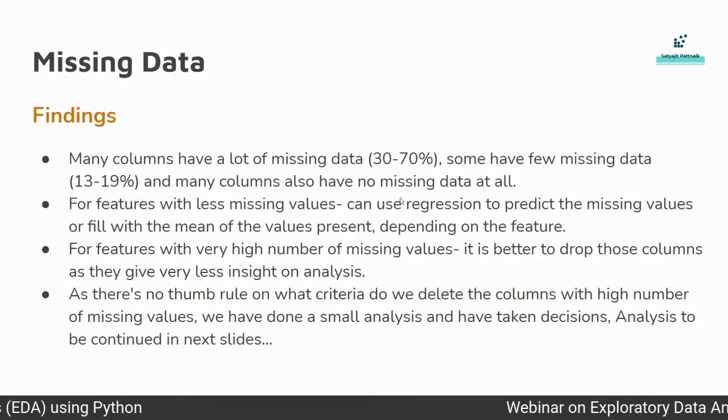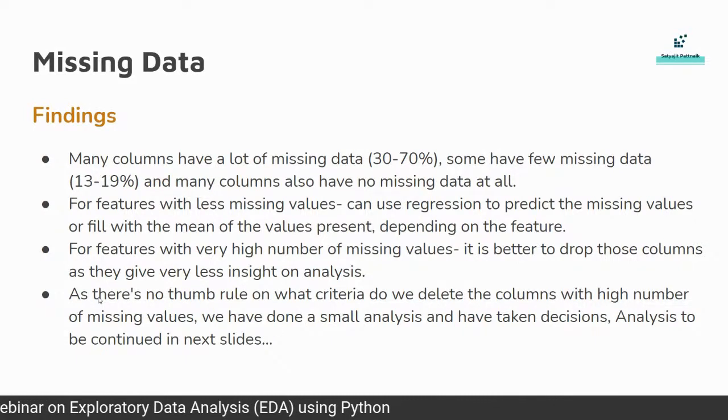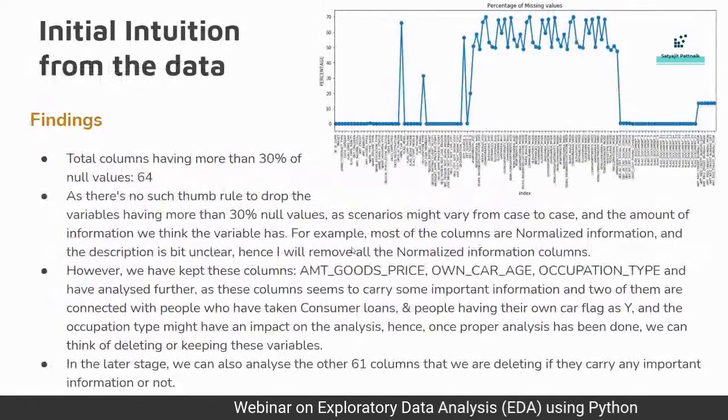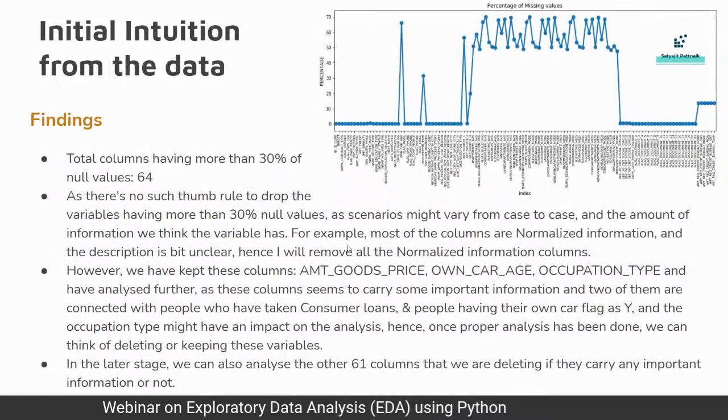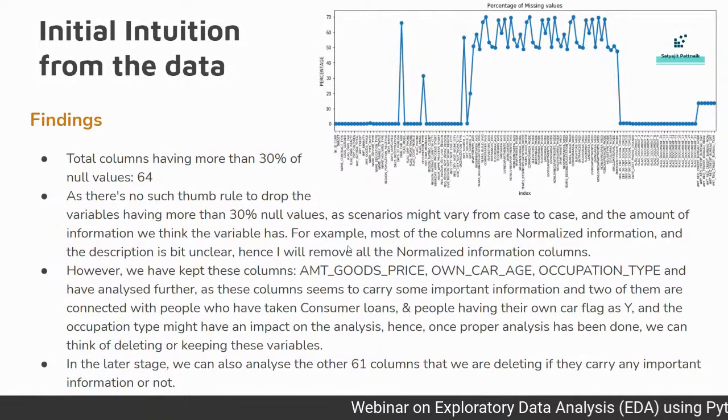For features with a high number of missing values, it is better to drop these columns as they give very little insight in analysis. As I have already mentioned, there is no thumb rule on what criteria to use to delete columns with a high number of missing values. So we have done a small analysis and taken decisions. Once you have the code with you, the recommendation would be to run the code and watch this video in parallel so that you understand more. This is the initial intuition from the data.